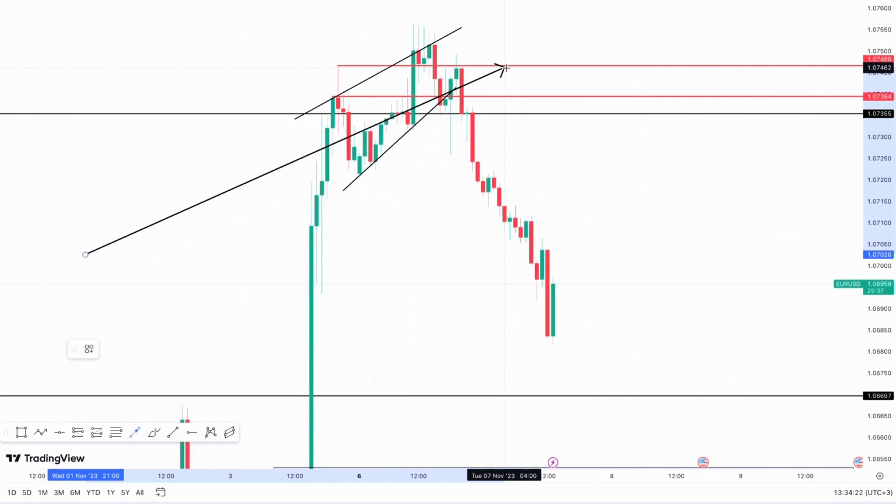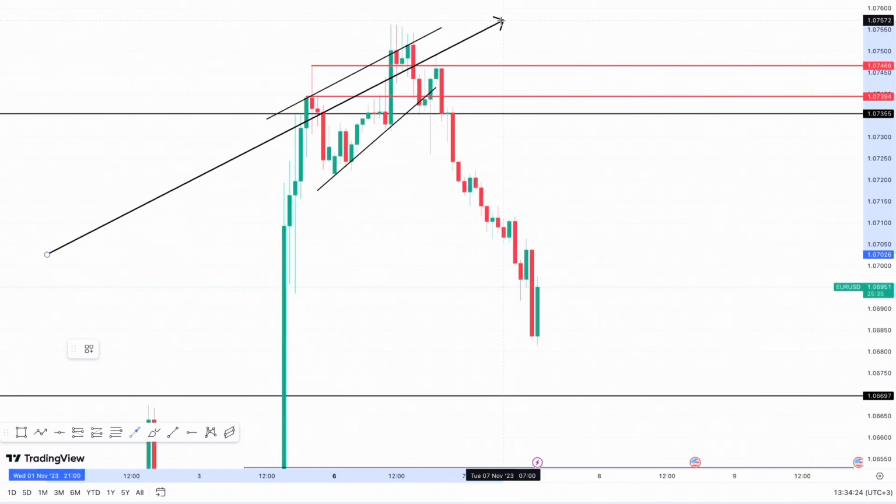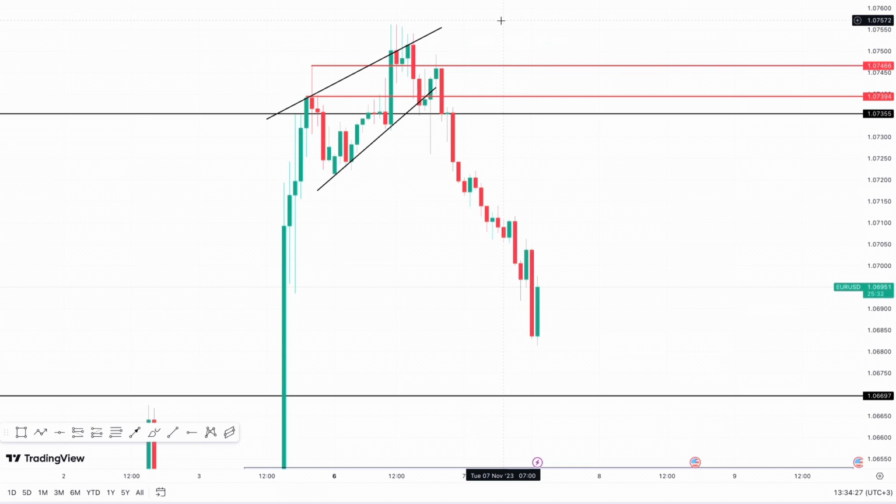Now my main key thing is there's a pattern that I always look out for whenever I'm trading the forex market, and to be able to show you that, I'm going to delete all these lines here. I'm going to remove all these lines. Even this one, I'll remove it.